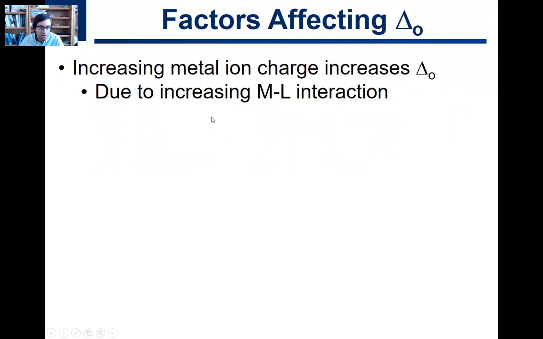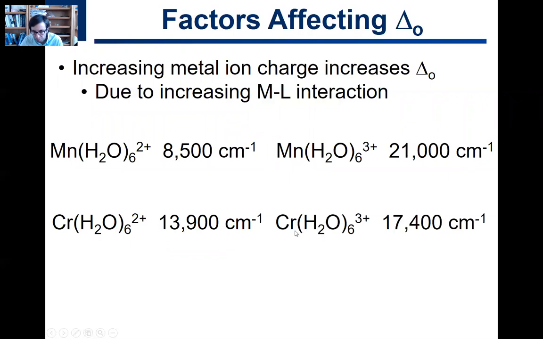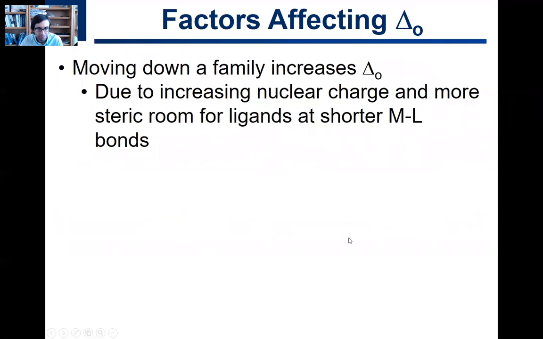And this is because you are pulling in the ligands with a more positive charge, and that causes more electron-electron repulsion, which is where this delta O splitting comes from, okay? So if you look at the hexaaqua manganese 2+ complex, it has a delta O of 8,500 wave numbers. You look at the +3 analog, much higher, at 21,000 wave numbers. You can look at hexaaqua chromium 2+, and chromium 3+ is higher.